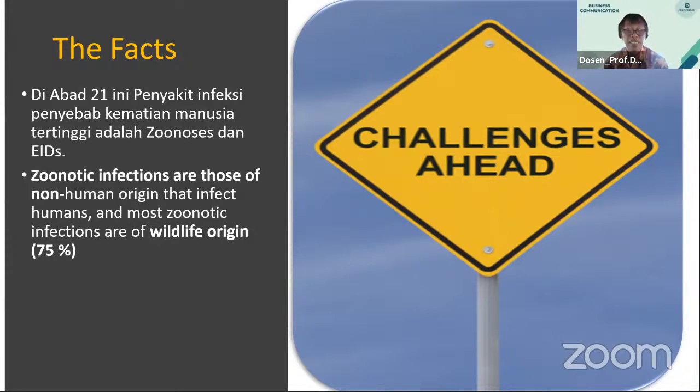So the first line, animal diseases, is very important. How do we handle animal diseases so they do not spill over to human beings? This is our challenge ahead.